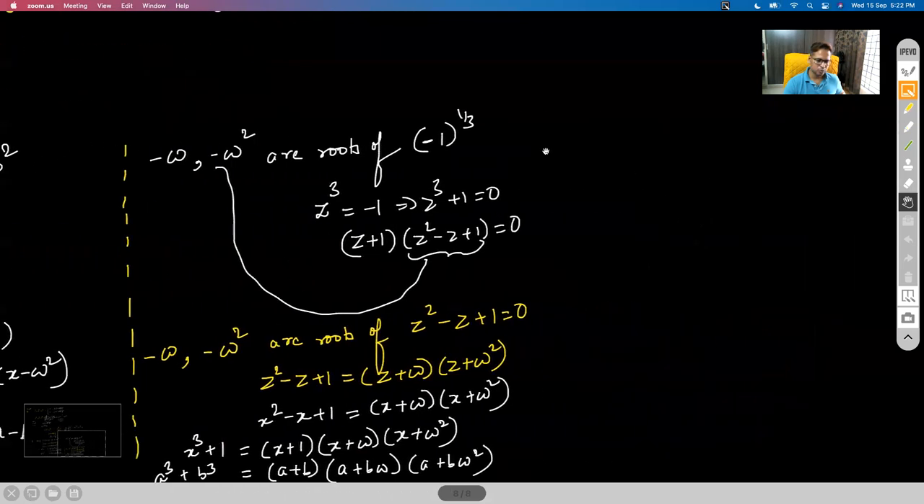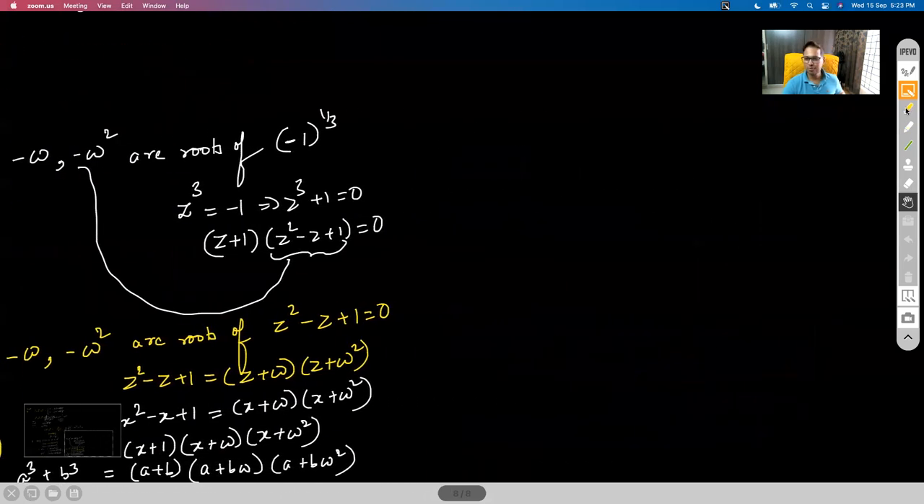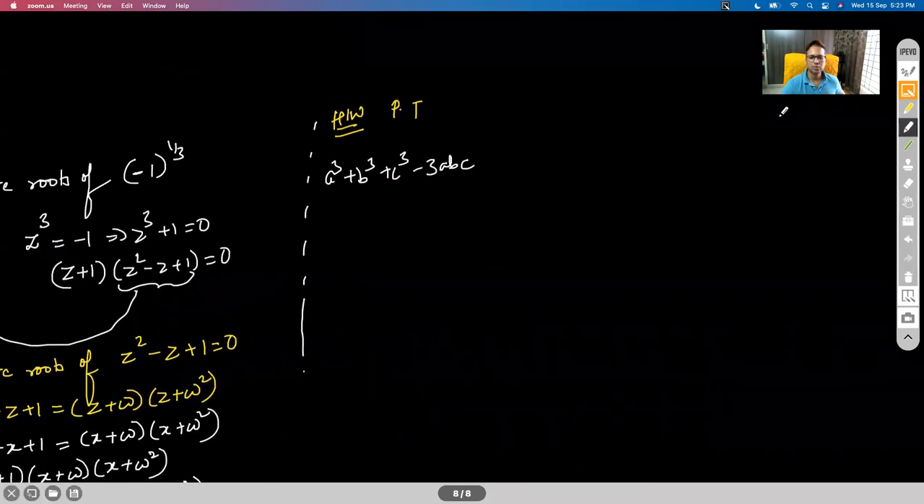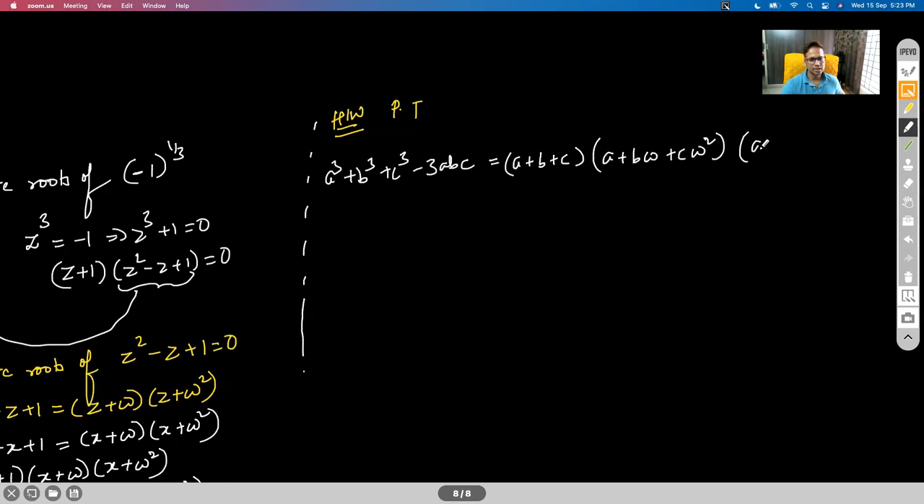Now I would like you to work out a question for homework, not now. For homework, prove that a cube plus b cube plus c cube minus 3abc could actually be factorized as a plus b plus c into a plus b omega plus c omega square, into a plus b omega square plus c omega.